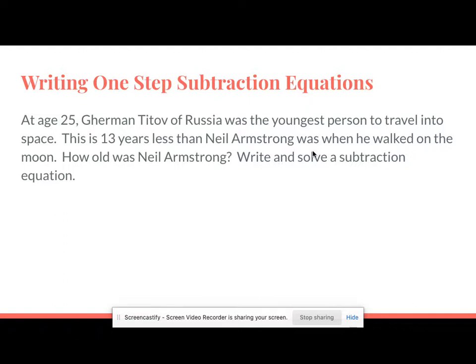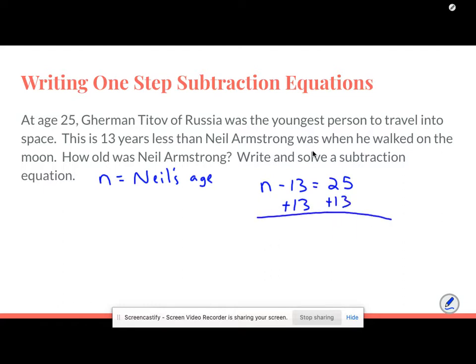Well, I'm going to say n equals Neil's age, and 13 years less. So we're going to say n minus 13 equals 25. Adding on both sides, n equals 38. So Neil Armstrong was 38 years old when he walked on the moon.